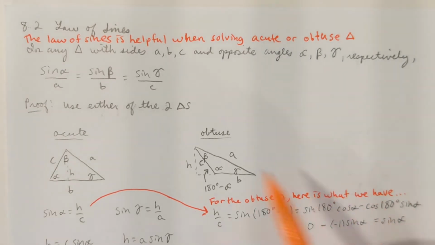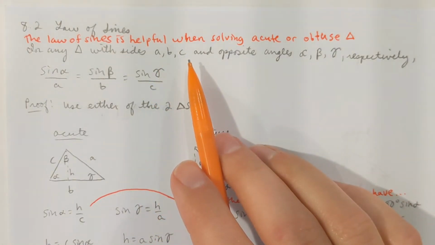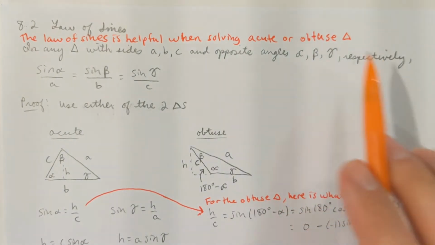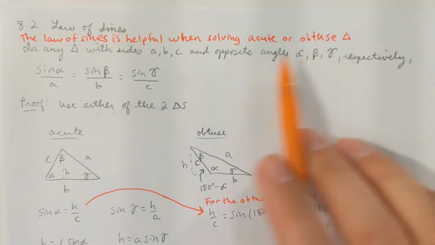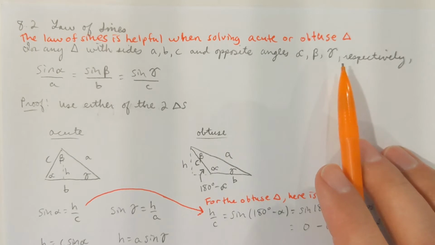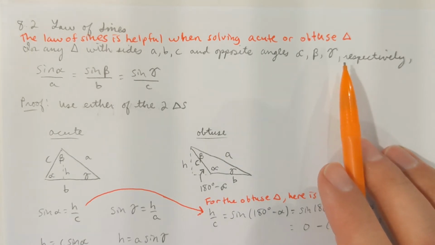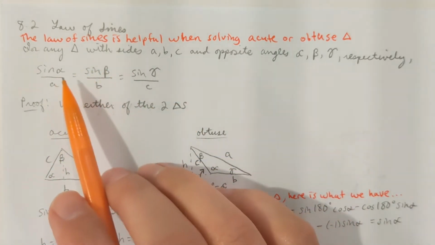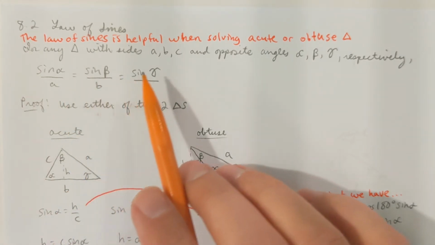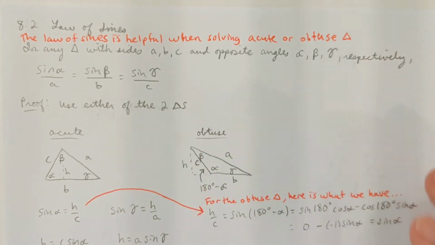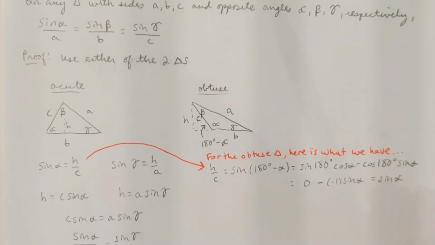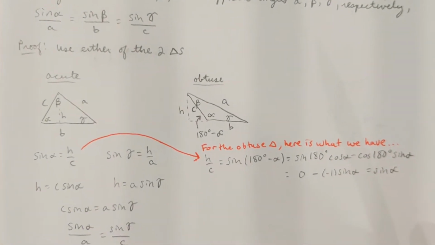For any triangle with sides A, B, and C, the opposite angles are going to be alpha, beta, and gamma, respectively. Alpha's opposite A, beta's opposite B, gamma's opposite C. Your book is using capital letters to represent the angle measurements here. So here's the law of sines. Sine of alpha over A is equal to sine of beta over B, which is equal to sine of gamma over C. I've gone through a proof of where that law of sines is coming from. You're welcome to look at that on your own.